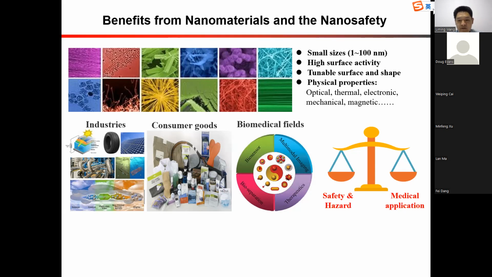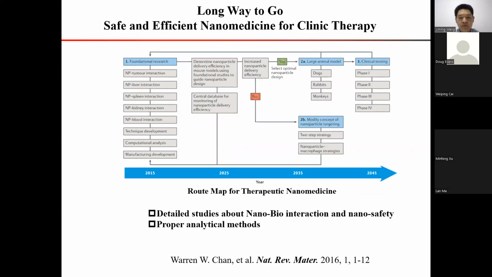From another aspect, properties such as high surface activity may trigger some safety and hazard concerns. So my interest is in answering the fundamental question: how nanomaterials interact with the environment and our biology system, and how we capture and detect their interaction with our biology system. Because the biology system and environment are very complex.